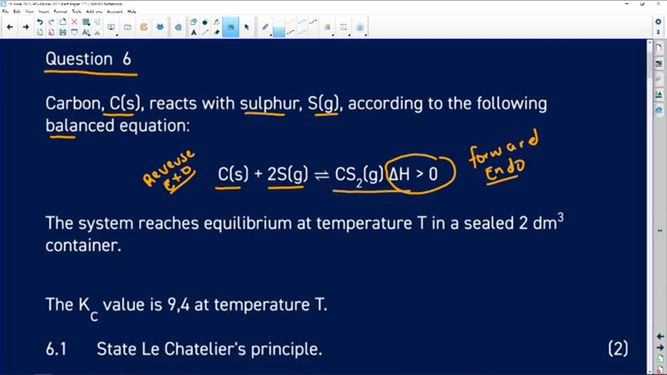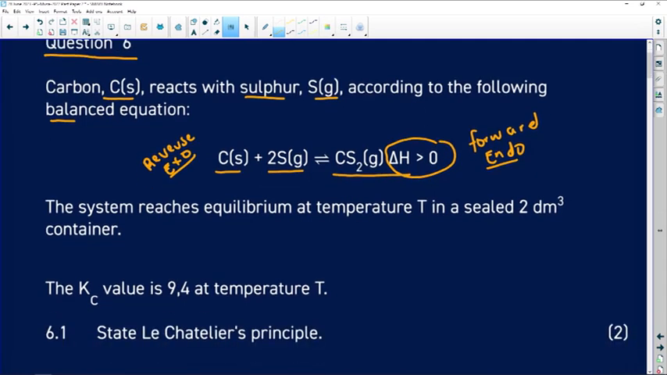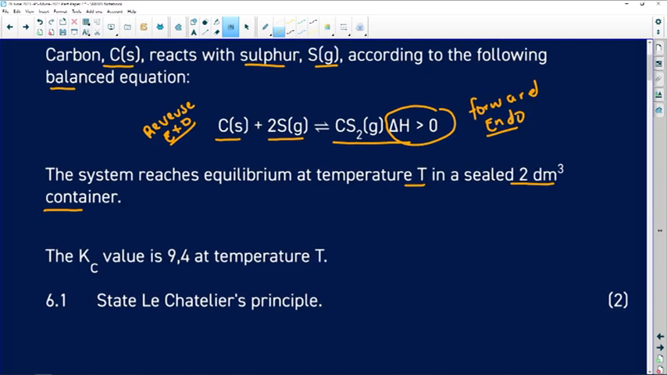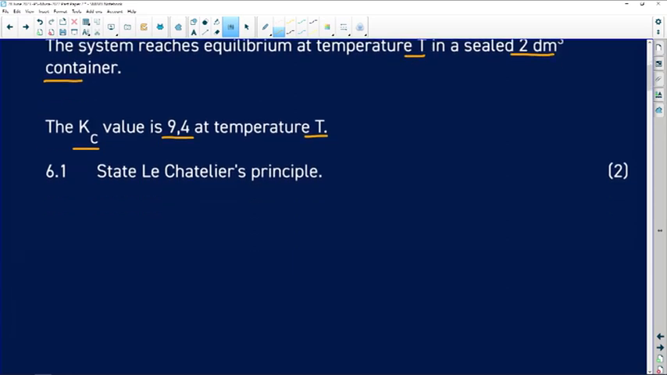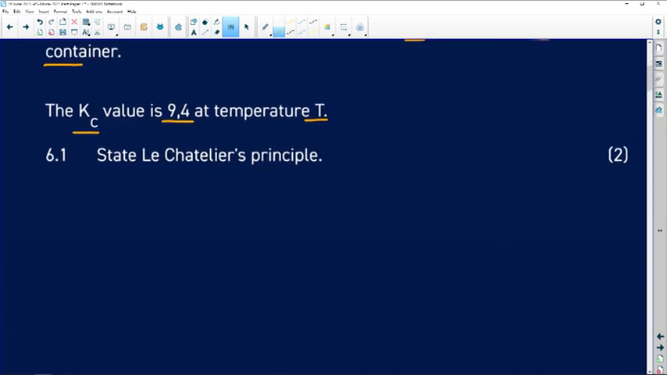The system now reaches equilibrium at temperature T. We are given our volume here as 2 cubic decimeter, which was in a container. All right, the Kc value is given as 9,4 at temperature T. What are we supposed to do here? It says state Le Chatelier's principle, for 2 marks.